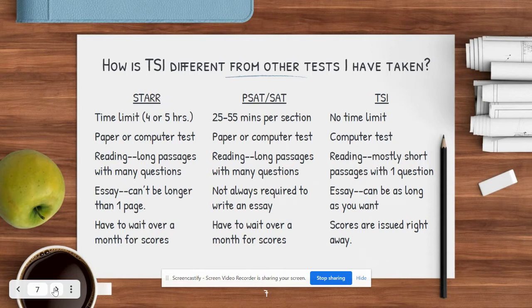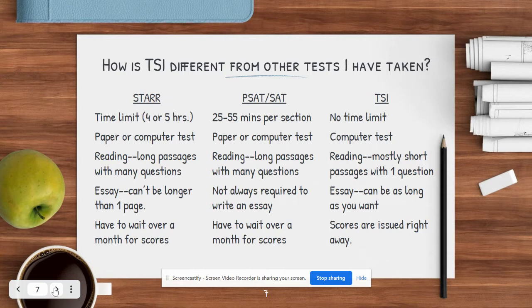I'm going to point to a couple of big differences. There's really no time limit on the TSI. Some campuses and some proctors may impose a timeline because they don't want to be there all day. But technically, according to the College Board, there's no time limit. It's only taken on the computer.